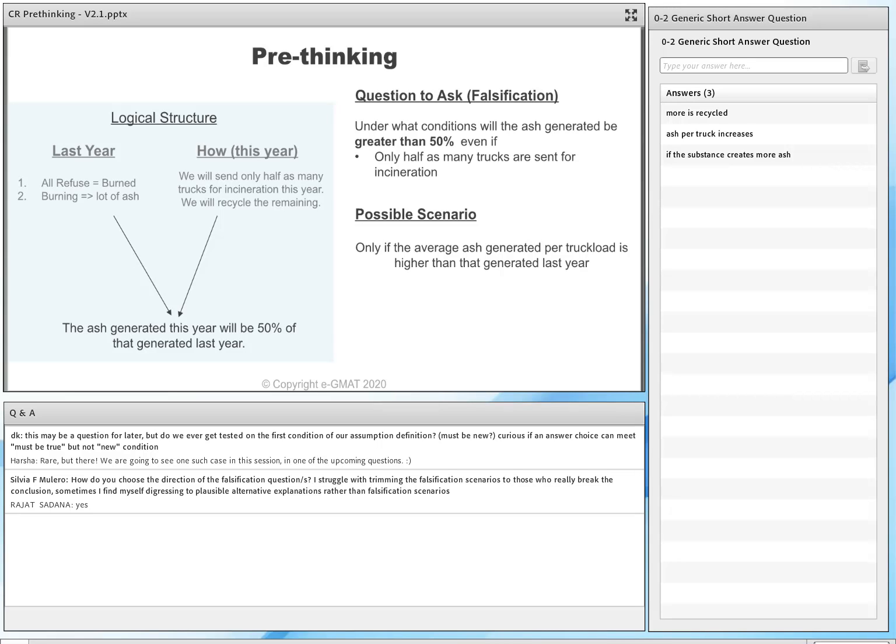There's nothing about recycling here. This is very, very similar to that highway miles question. Don't go into cars, number of cars or number of trips. If each truckload generates more ash.